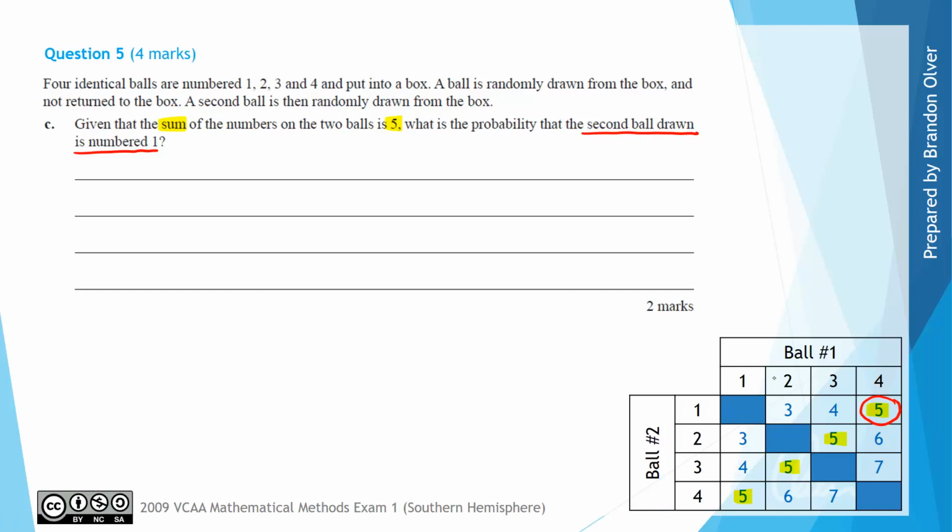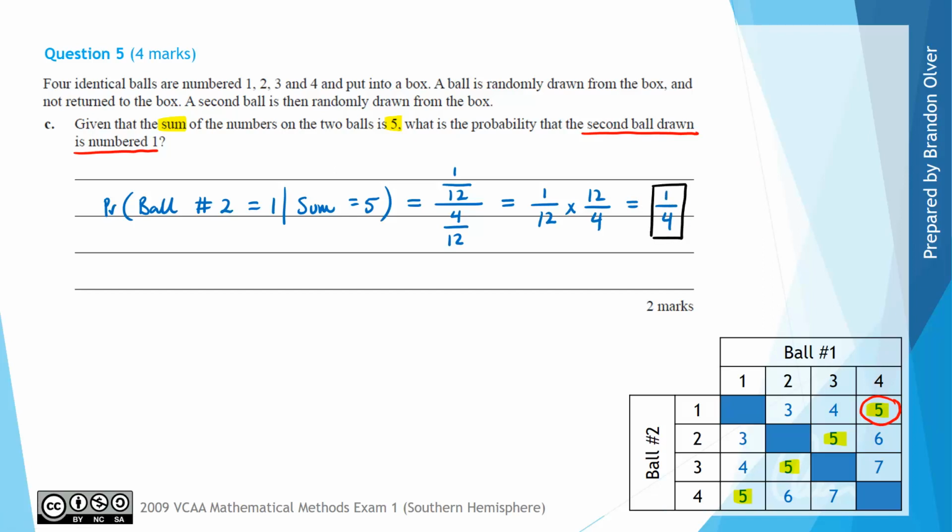We can also calculate that using our conditional probability formulas. So if we're going to do that, we'd be looking for the probability that ball number 2 is equal to 1, given that the sum is equal to 5. So for that, the intersection is simply a 1 in 12 chance over the condition, which was, as we saw before, a 4 in 12 or a 1 in 3 chance. And if you evaluate that, that's the same as 1 in 12 multiplied by 12 over 4, so we multiply by the reciprocal, which simplifies down to be a quarter. So that is the answer to part C of this question.